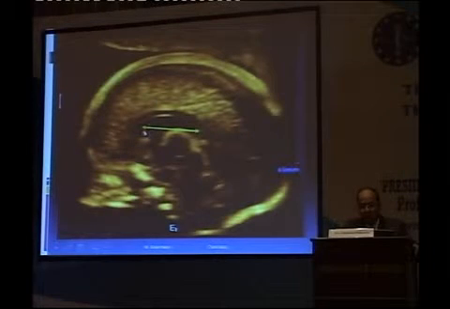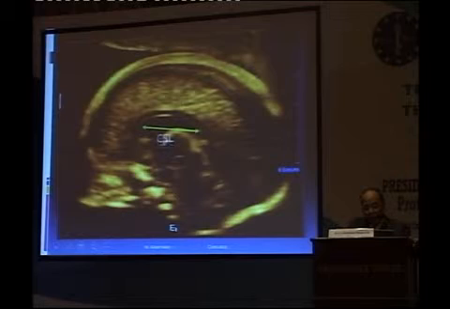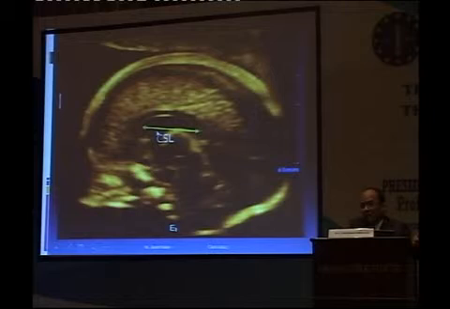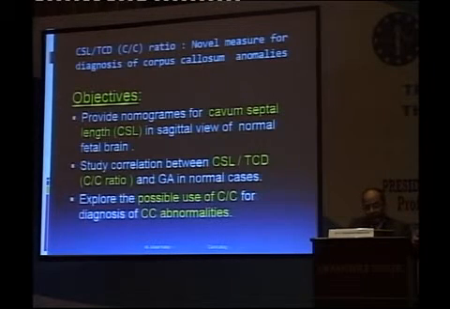It's much easier to measure the length of the cavum septum than to measure the whole length of the corpus callosum. So we started to apply this in our unit, and then we have observed a very interesting finding that the length of the cavum septum from inner to inner is almost equal to the maximum transverse diameter of the cerebellum for the same baby.